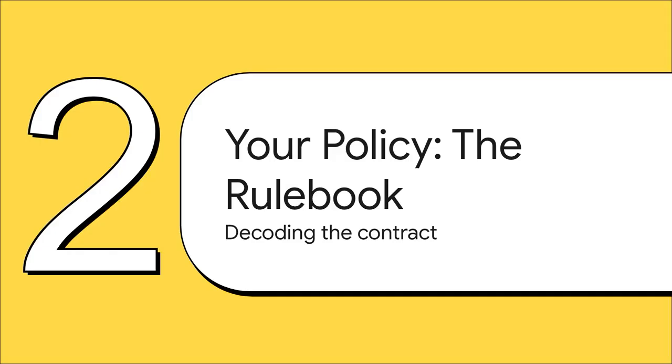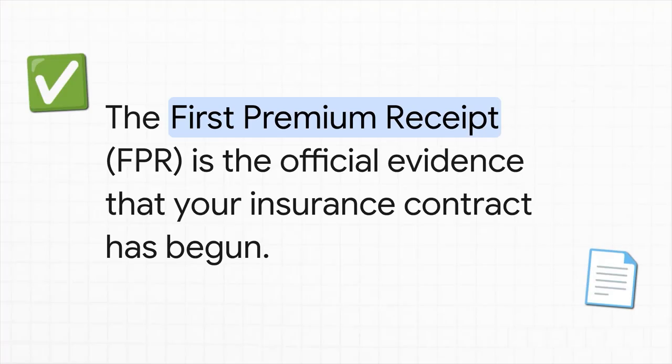Okay, so you've submitted everything, you've been approved, congratulations. Now we move to Section 2, your policy, the rulebook. This is where we break down the actual contract that shows up in your mailbox. The very first piece of paper that proves your policy is active is the first premium receipt, or FPR.